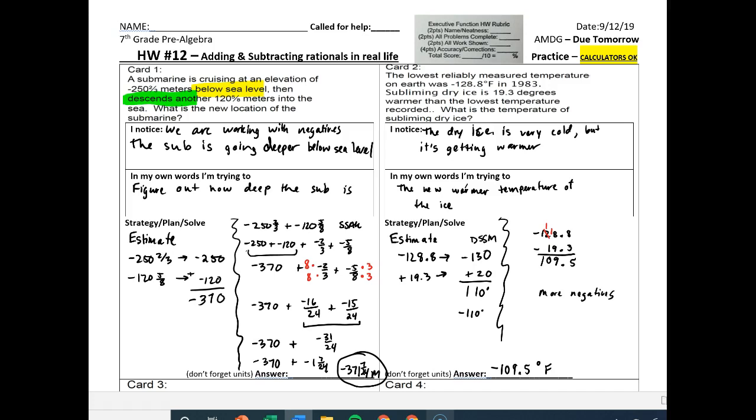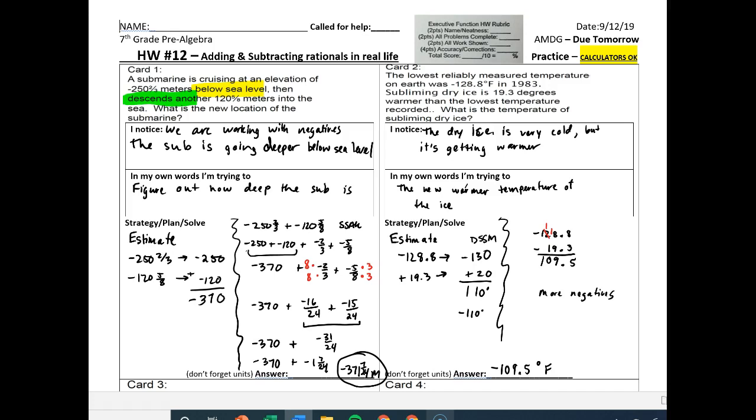So, task cards. Basically, I'm going to give you a problem, and then it's your task to solve. So, card number 1. A submarine is cruising at an elevation of negative 202 meters below sea level, then descends another 105 meters into the sea. What's the new location of the submarine?